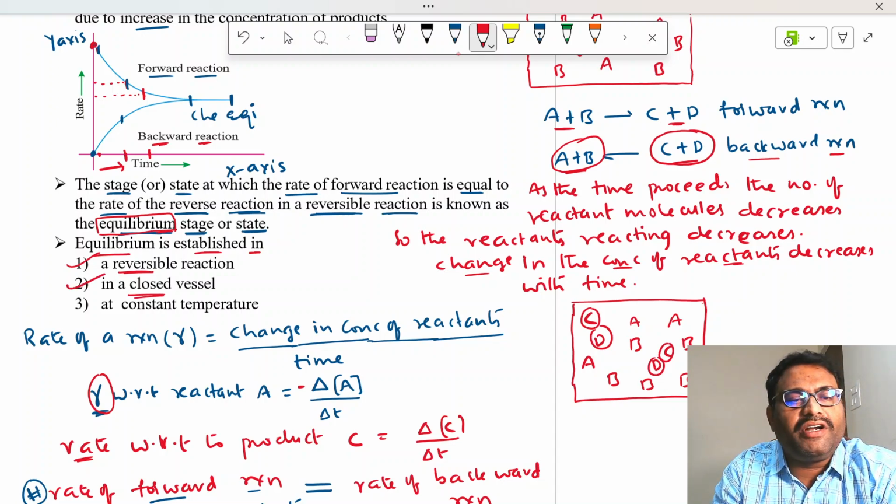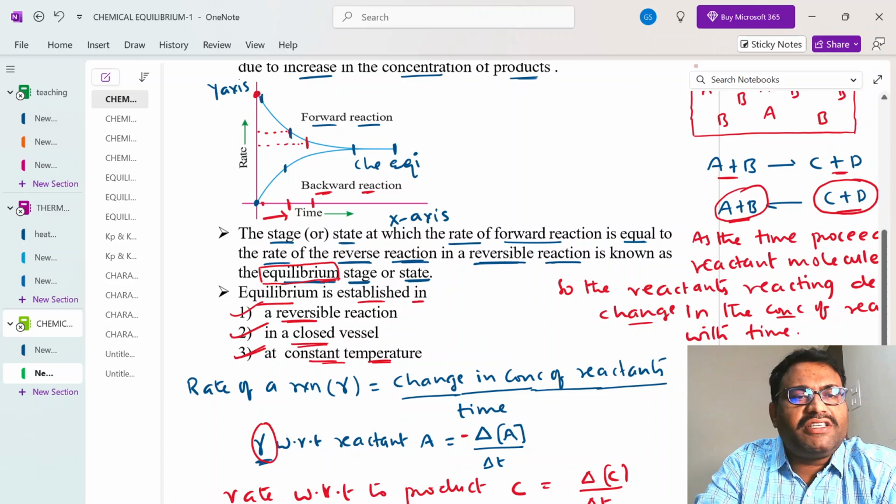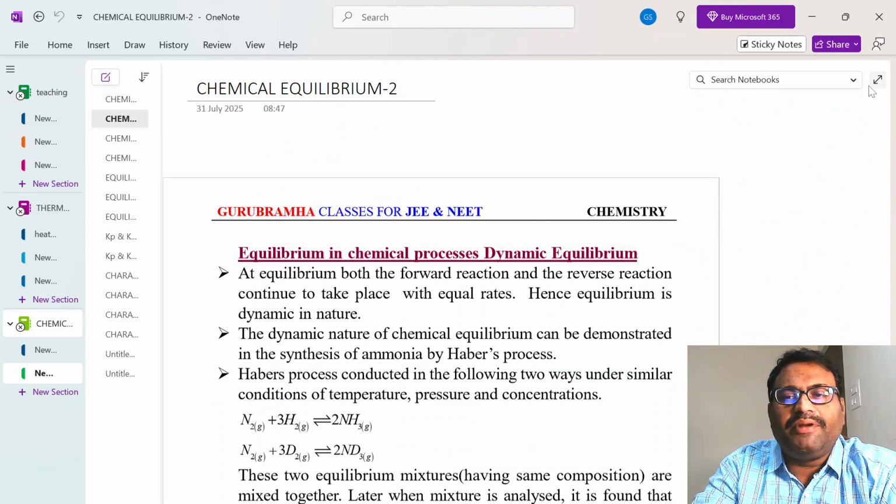When it is opened, generally if the products or reactants are gaseous, they escape. When they escape, the possibility of reversible reaction will be very much less. So it occurs generally in a closed vessel, and at a constant temperature. Okay, that is the basic idea regarding chemical equilibrium.